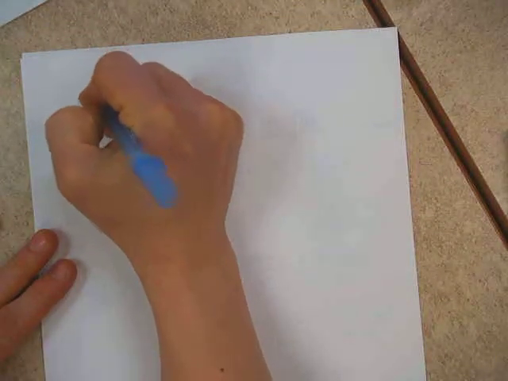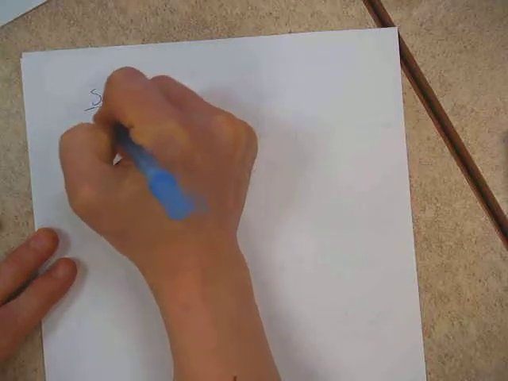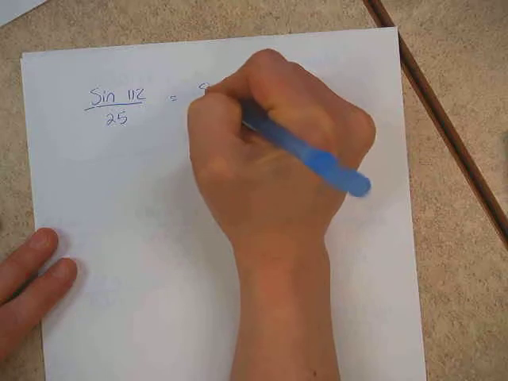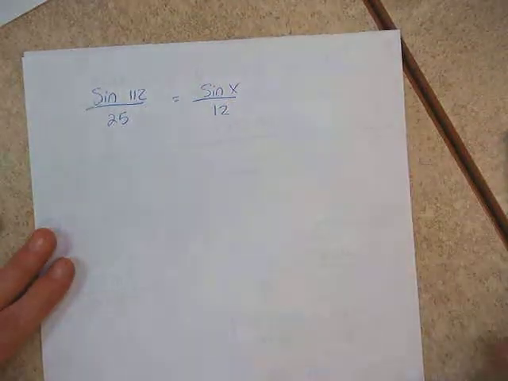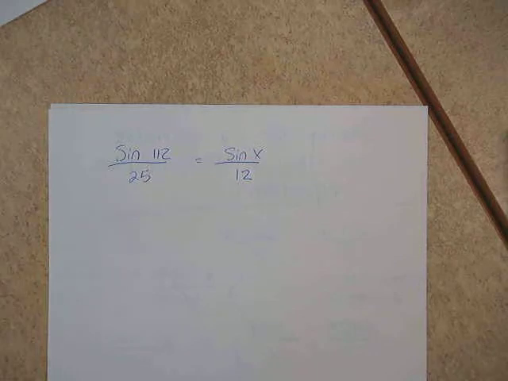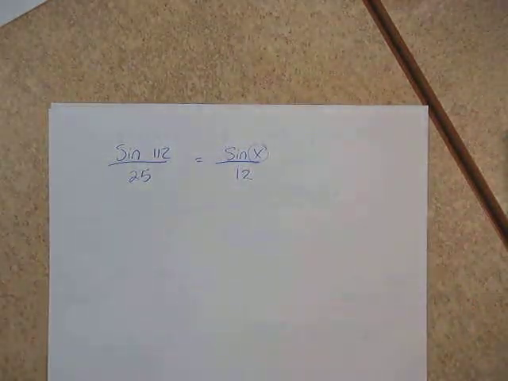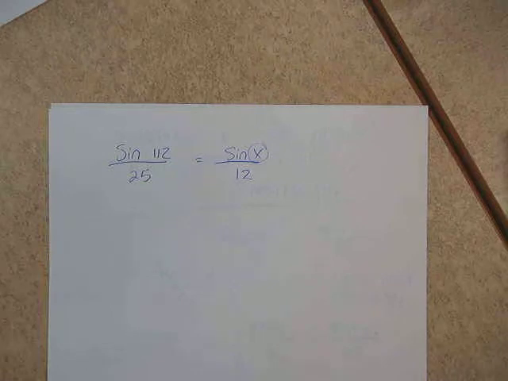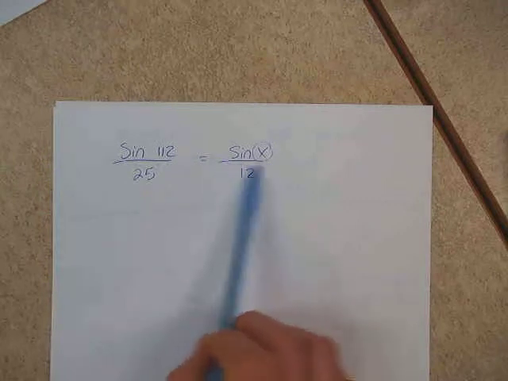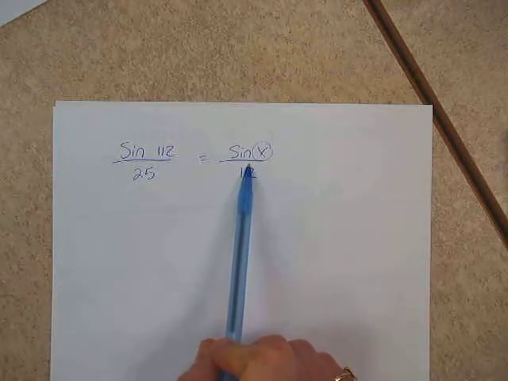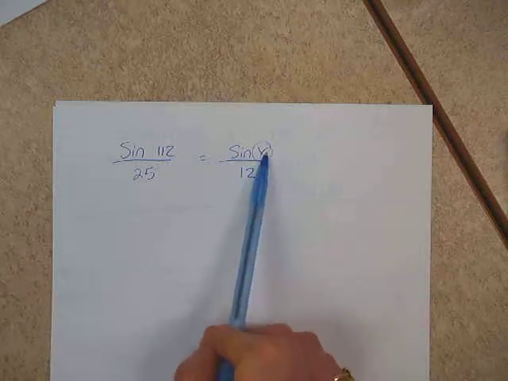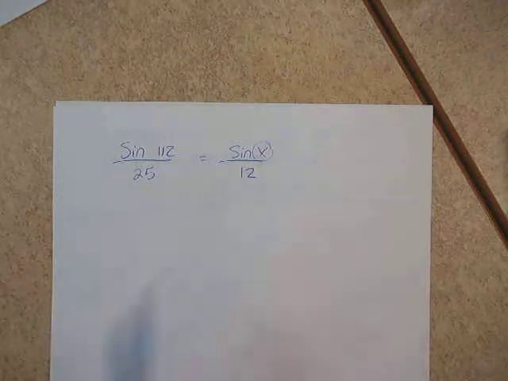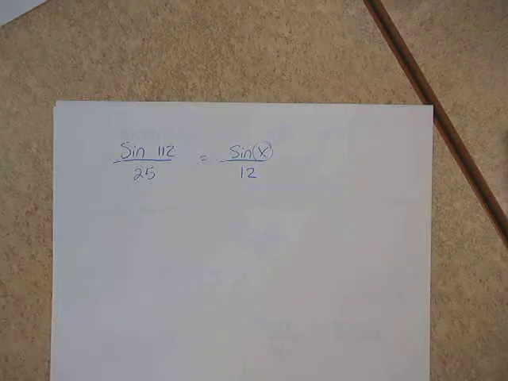All right, the other situation with sine, the other algebra situation, is the first one that we had, the sine of 112 over 25 equals the sine of x over 12. And in this situation, your variable is attached to sine. If you're having flashbacks to the trig section that we did, you know that you can't undo these without the inverse function, right? Sine of x is a number. Sine by itself is a word.